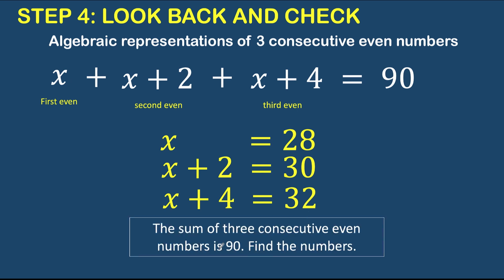Here is the original problem. The sum of three consecutive even numbers is 90. So we want to find the sum of these three numbers. And the sum is indeed 90. And we verified that they are all even numbers and they are all consecutive even numbers. And therefore, we are now confident that our answer is correct.